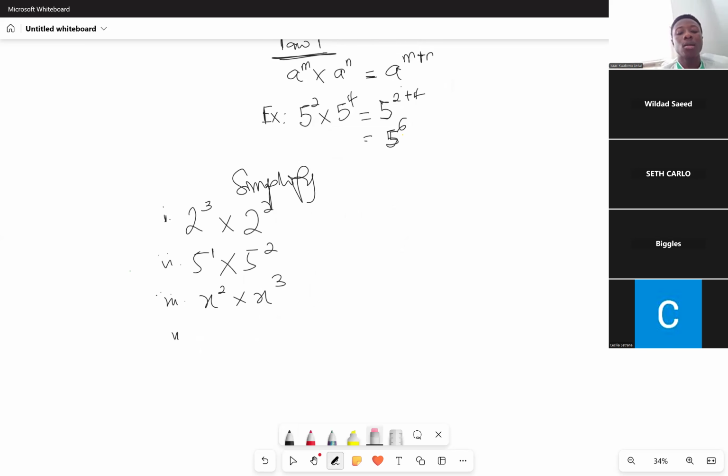The next one, you have to simplify 2 exponent 2x exponent 4, y exponent negative 3, 4x exponent negative 2, y.